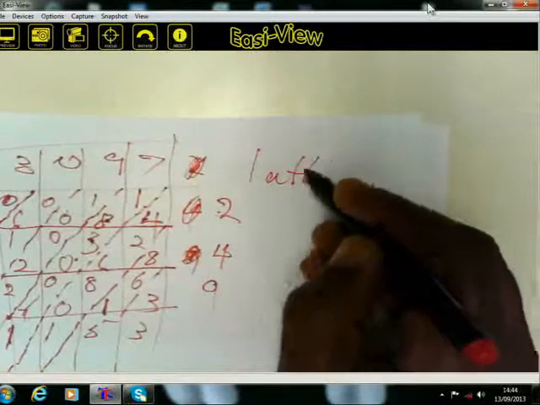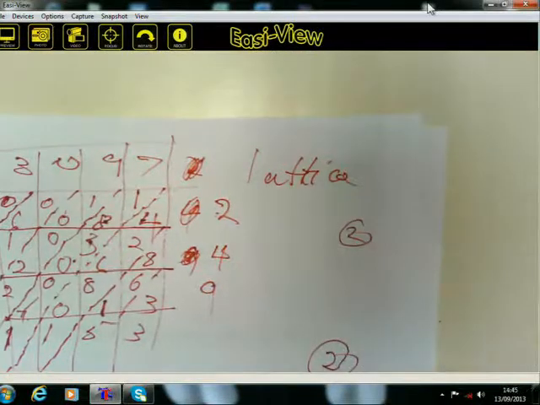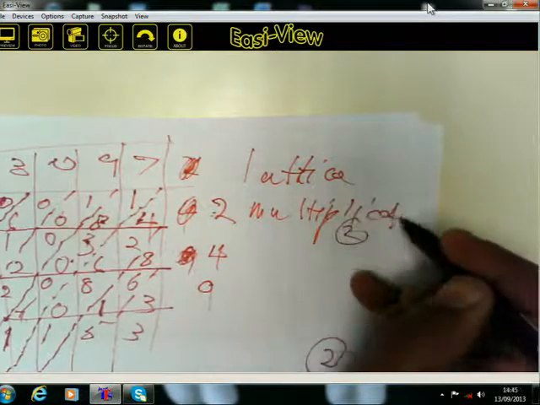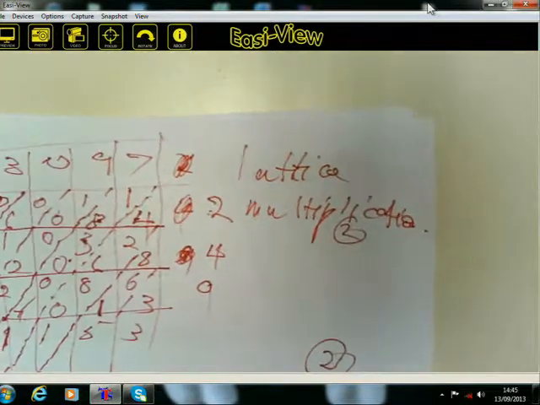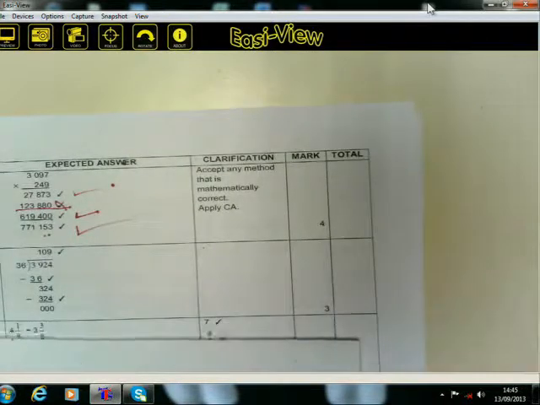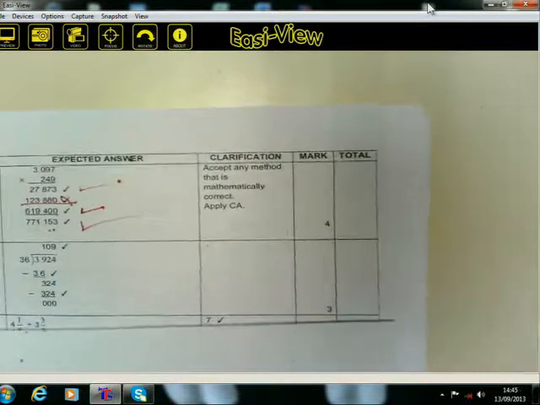Other learners might use this method. It's called lattice multiplication. Okay, some of you might know this. Now let's come to that one.